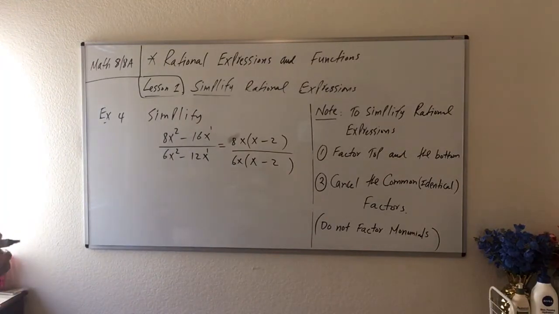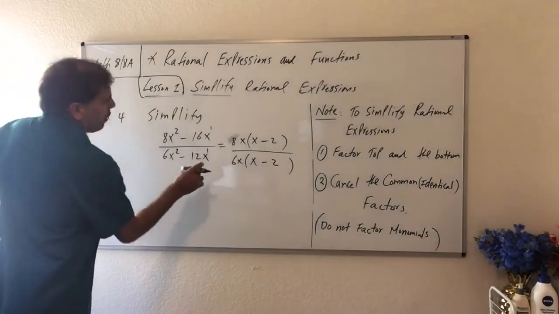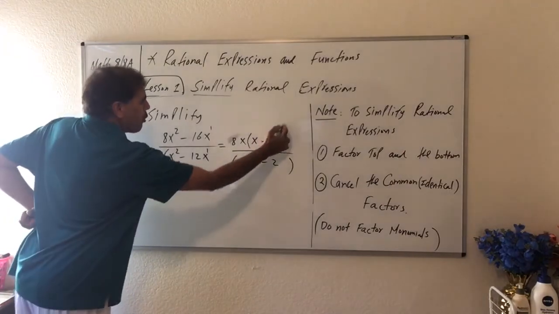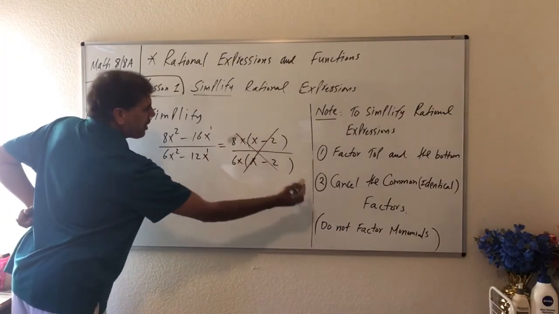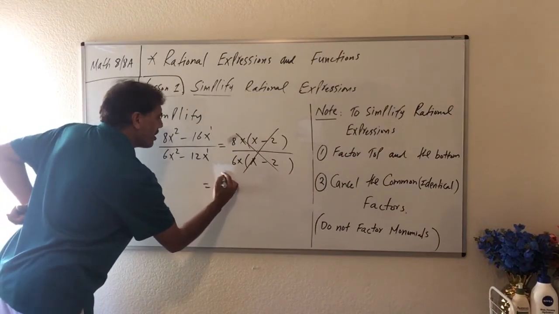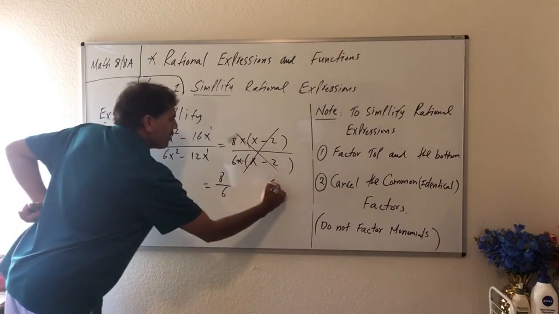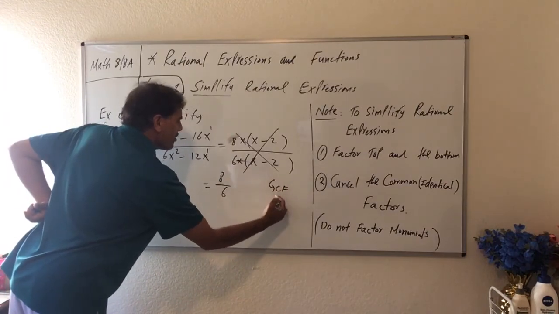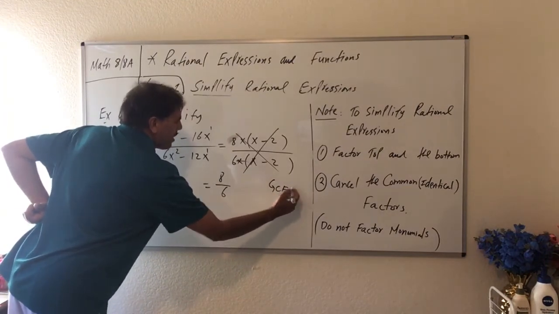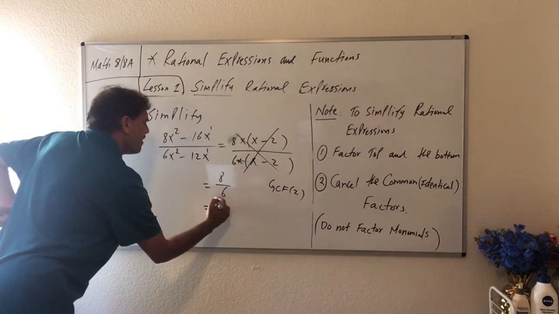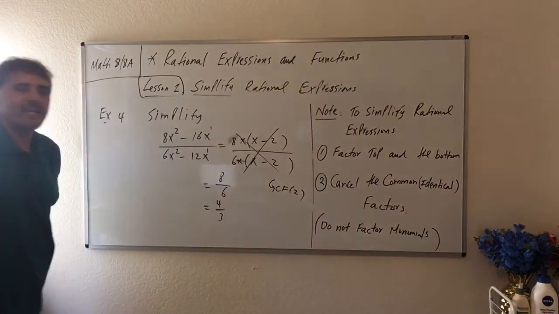Now the second step is we always cancel the common factor, then we can simplify the fraction. You can see the x divided by x is gone and x minus 2, the whole thing is gone. From here, the leftover is 8 over 6. I simplify 8 over 6 by dividing by the GCF, which is 2. 8 divided by 2 is 4, and 6 divided by 2 is 3. So it's 4 over 3, and that's the answer.